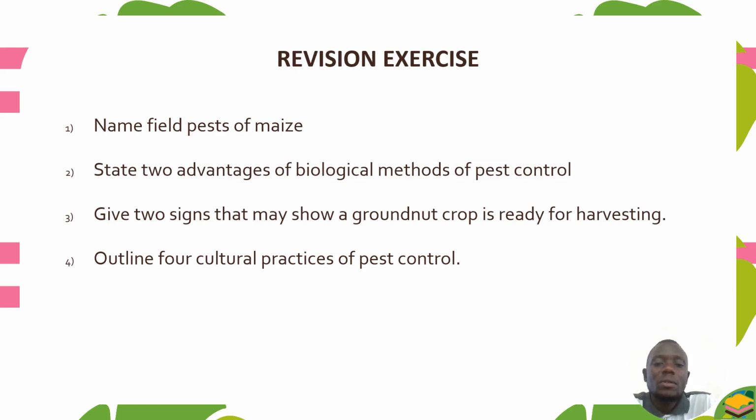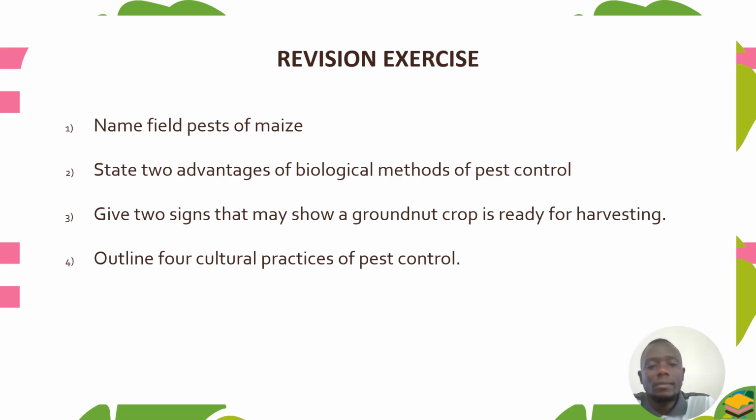There is also a revision exercise. This is the revision exercise for you. You have to try it, answer the questions, and compare your answers with the answers which are going to be provided. So the first question is: name field pests of maize.